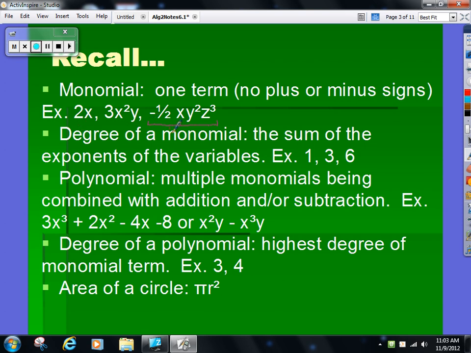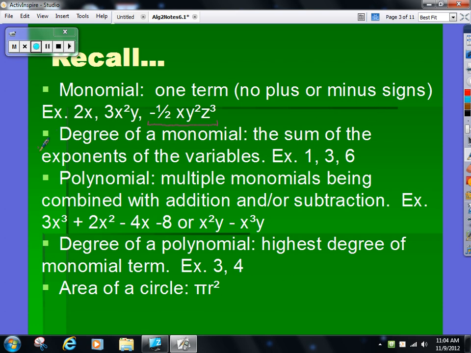2x, 3x squared y, and negative 1/2 x y squared z cubed. This is a pretty complicated monomial. Most of them will look more like these simple ones. But it could go on forever. It could have 24 variables, but it just has one term, no plus or minus signs.